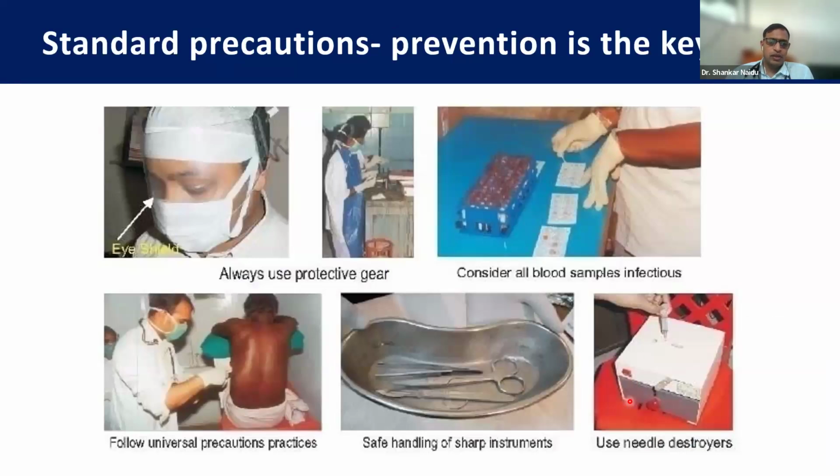So these are various steps and things under the universal precautions and use of PEP. Always use protective gear like eye shields and face masks. Then wear a non-permeable apron while dealing with fluids. The other important thing, especially for those who are in the lab, is to consider all blood samples as potentially infectious unless proven otherwise. Then follow universal precaution practices, whether it is a minor procedure or a major procedure. Always follow universal precaution practices.